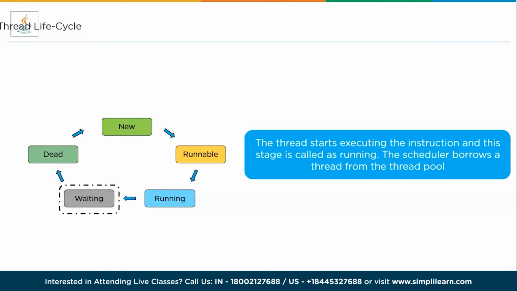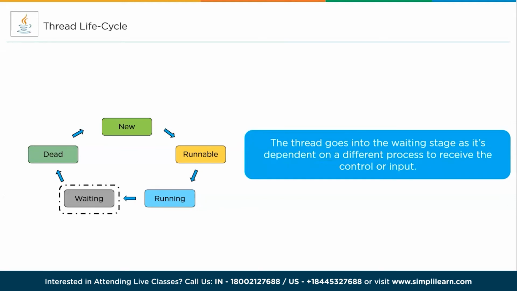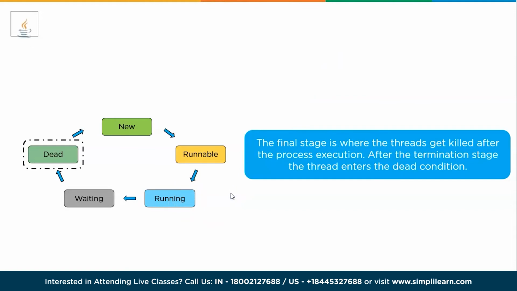And remember, I said in multiprocessing you will have multiple threads, and if there is a dependency, let's say process A is supposed to be receiving an input or an output or a control from another process, until then process A will be in an idle state. That particular idle state is called the waiting state. So the thread goes into the waiting stage as it is dependent on a different process to receive the control or the input. Now, let's get into the next stage, that is the dead stage.